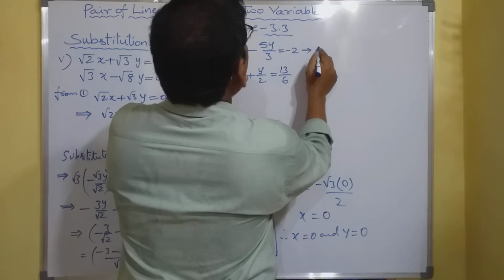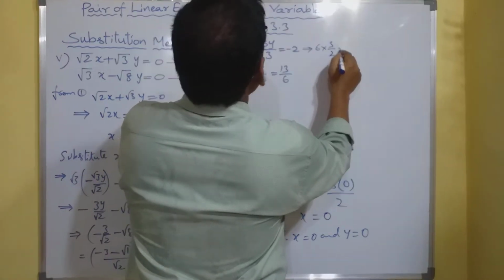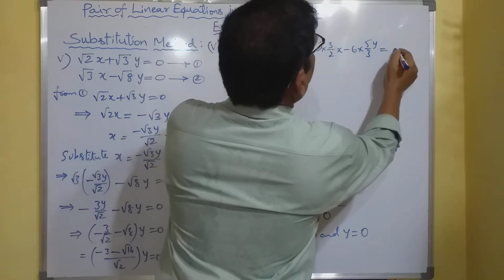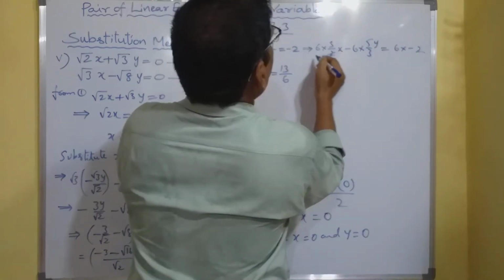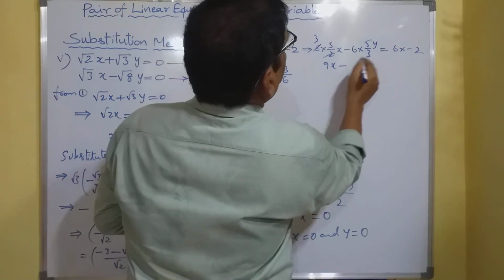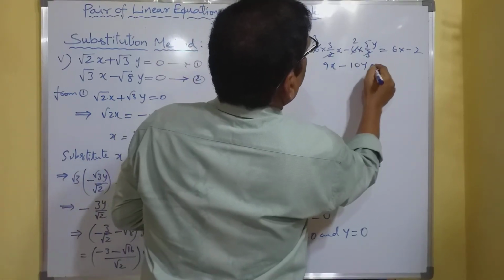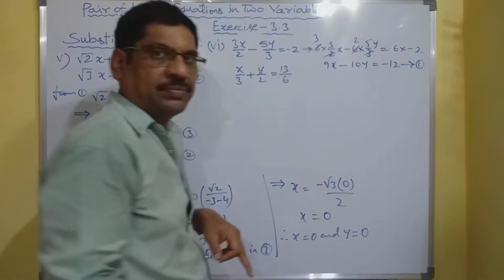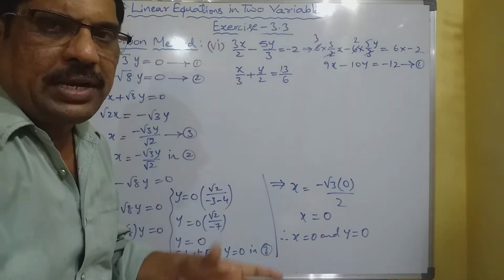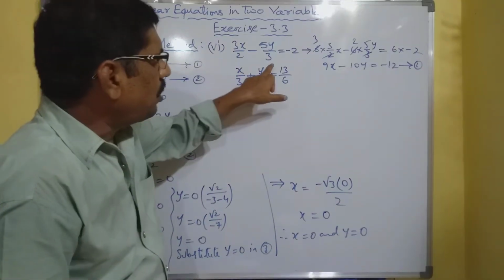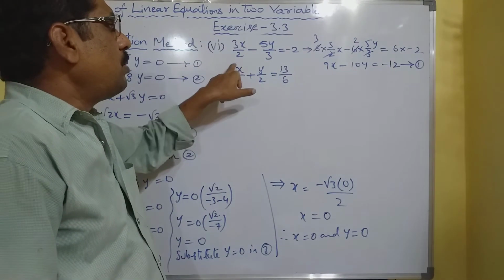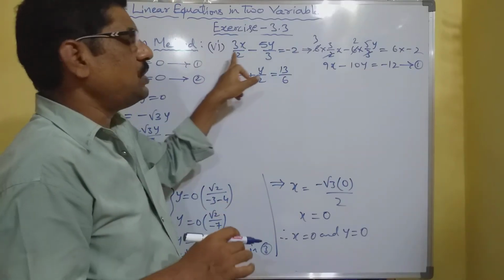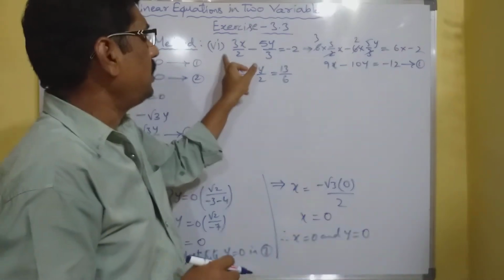6 into 3 by 2, minus 6 into 5 by 3 y is equal to 6 into minus 2. Then we get 9x minus 10y is equal to minus 6 into 2, minus 12. This is the first equation. We modified the given equation. Here we have the denominators, and the denominators are 2 and 3. Their LCM is 6. So I multiplied the entire equation, each and every term of the equation, with 6. 6 into 3 by 2 x.